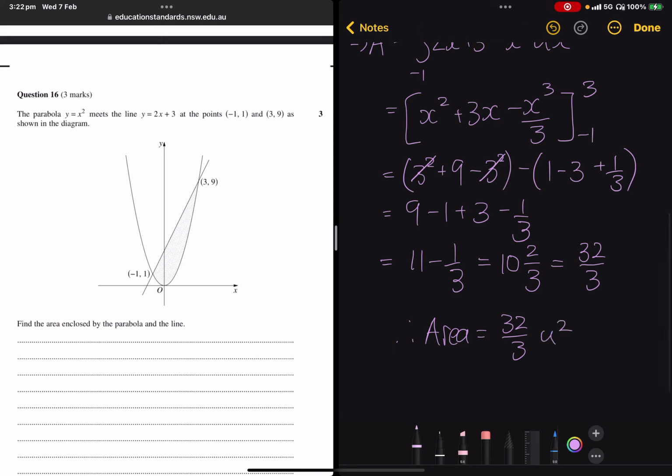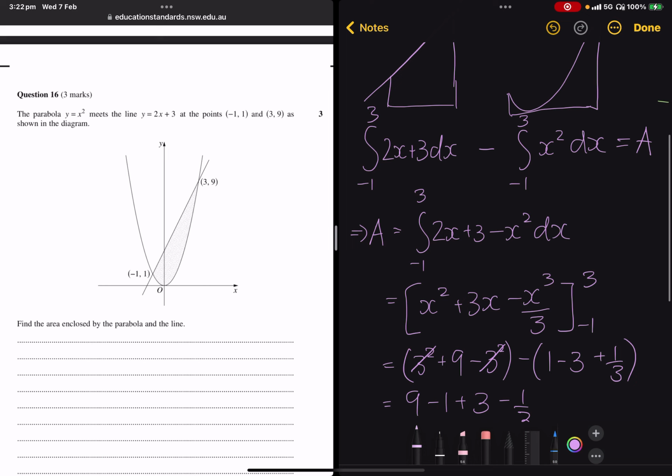units squared. We're not actually told what the units are, whether it's centimeters or meters or whatever, but we are told that it's an area. So while it is true that this is an integral evaluation, you do have to say it's in units squared because you're being asked find the area enclosed.